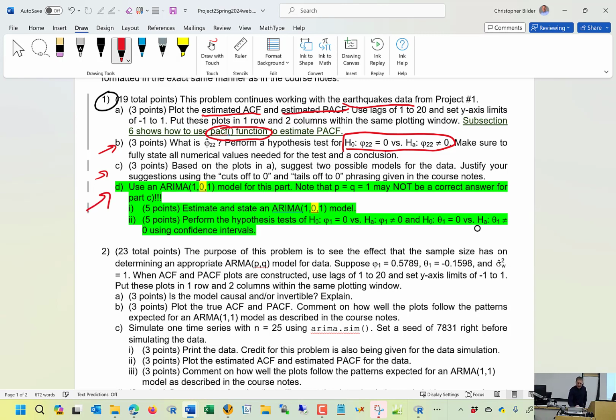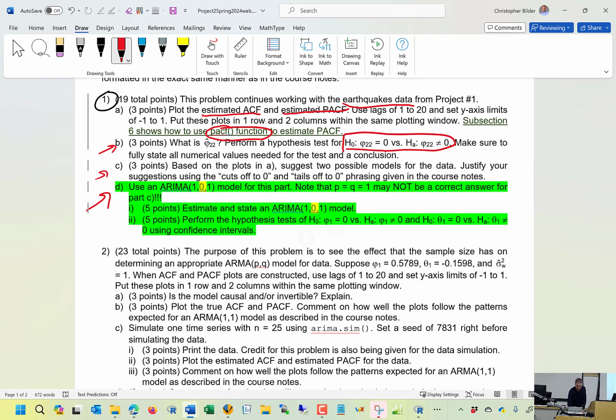In part D, finally we get to a point where we actually get to estimate a model. In this particular case, we are estimating what you could say is an ARMA 1-1 model, meaning P is 1, Q is 1. As you will see in subsection 7, we extend these ARMA models to be what are called ARIMA models. So we put an I in there. You'll see what that means in subsection 7.